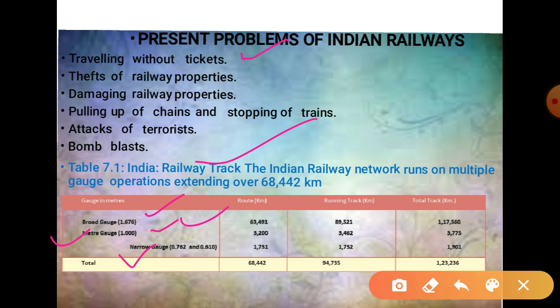Then theft of railway properties, and damaging of railway properties due to different agitations as well as movements. Like you can hear about this in the Gujjar movement and other movements. They also destroy the railway properties, so this is very harmful for the railway line. Pulling up chains and stopping of trains also damages the capacity of the train. Then attacks by terrorists and bomb blasts. All these are the different problems faced by the Indian railway.